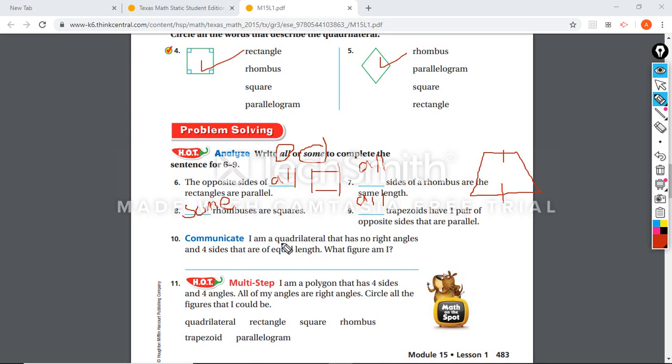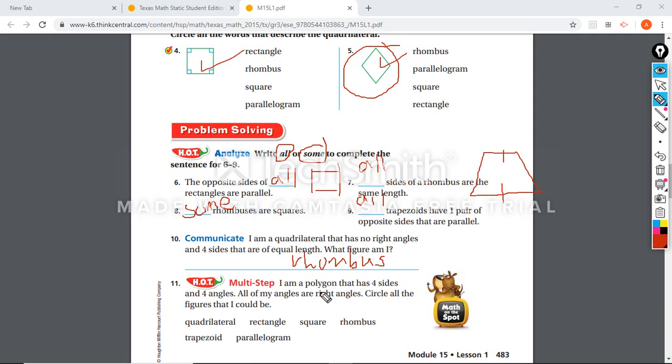Okay, then this one: I'm a quadrilateral that has no right angles. So it can't be a square, and it can't be a rectangle. It has no right angles and four sides of equal length. Which quadrilateral has no right angles and four sides that are equal length? We already looked at it. This one right here. So it'd be the rhombus.